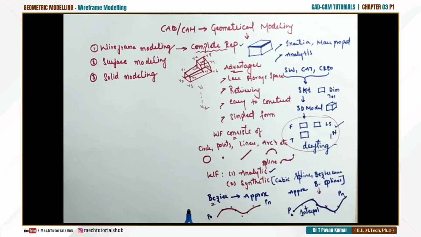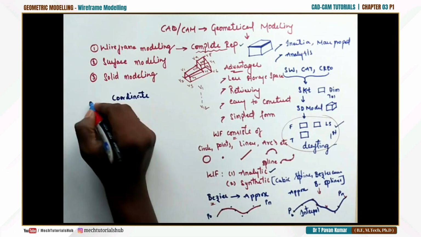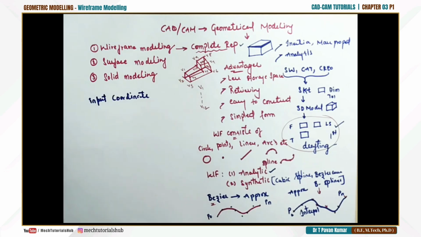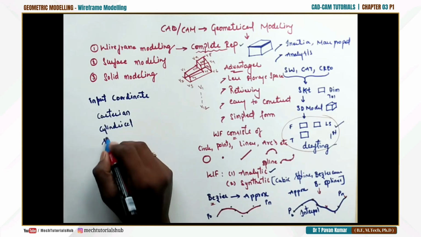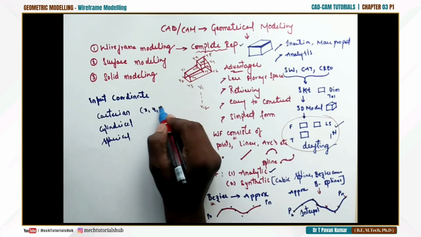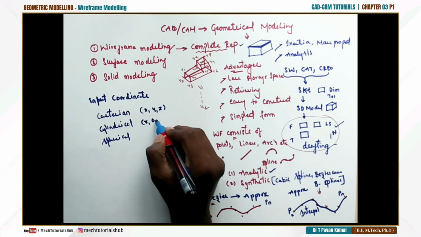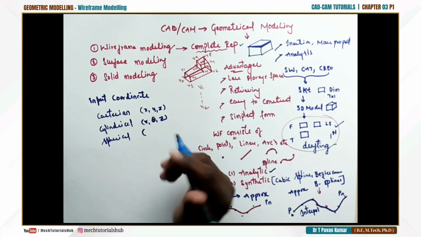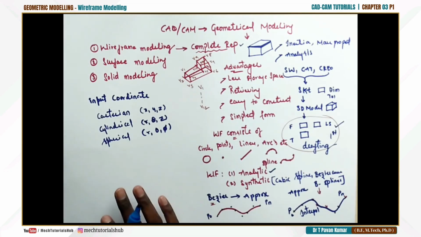Fine. Now if you talk about the input coordinates, the coordinate system of wireframe modeling, you can give inputs in three different ways: one is Cartesian, one more is cylindrical, and one more is spherical. All the three are different from each other. Here we consider the coordinates as x, y, z, whereas in cylindrical we consider it as r, theta, z, and in case of spherical we consider it as r, theta, phi. This is about a wireframe model.